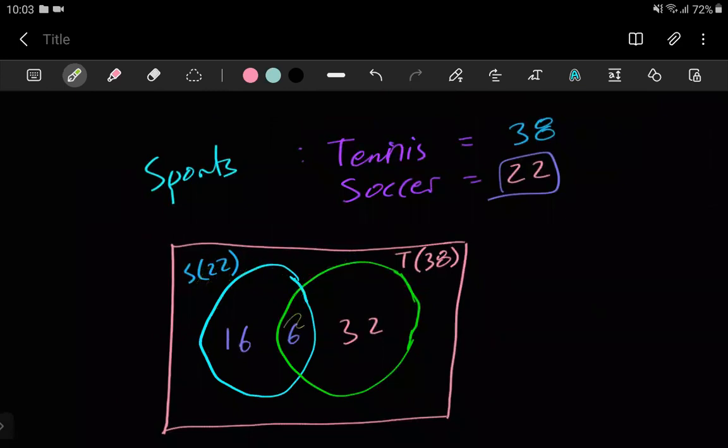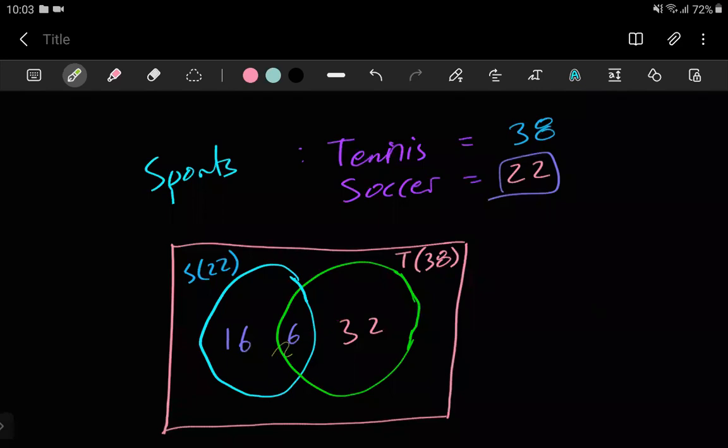You have another event over here, which is people that play tennis. Now, in the middle where the circles meet, that's a place where people play both sports. So this is saying there are 6 people that play soccer and tennis. This is saying there are 16 people that play only soccer, 32 people that play only tennis.